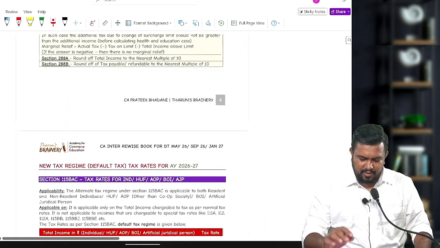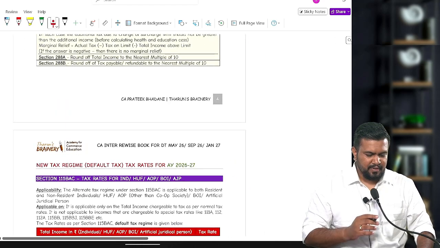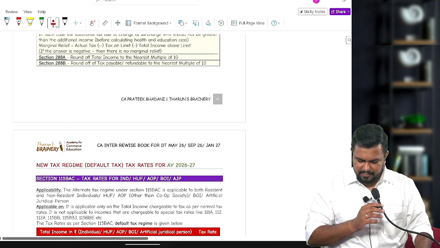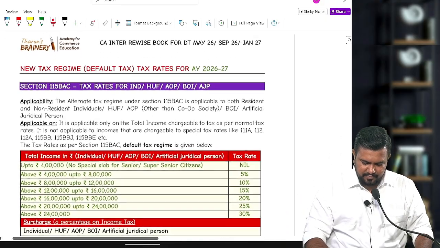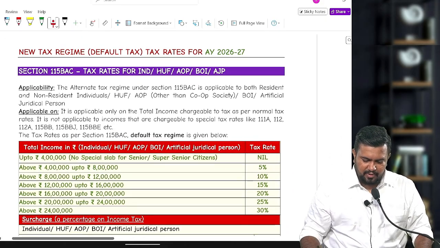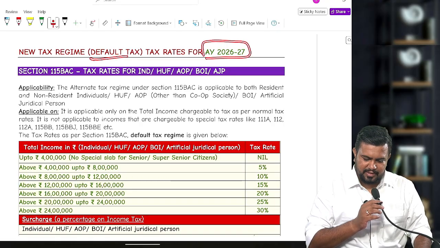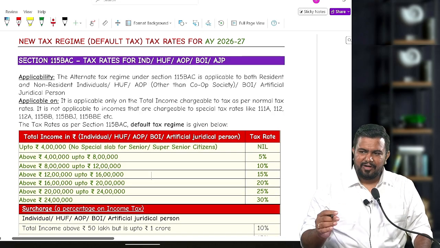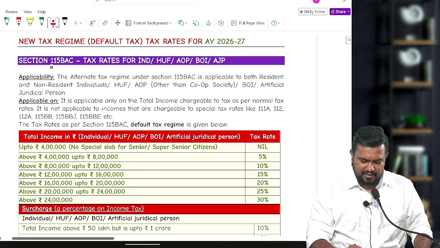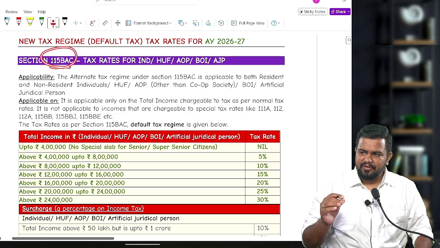So we completed the old regime tax rates. Now we are jumping to the new regime. So new regime or default tax regime, tax rates for assessment year 26-27. The default tax regime tax rates are given under section 115BAC.